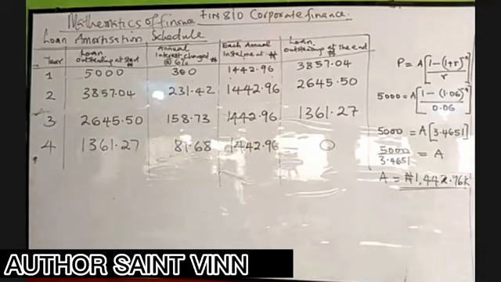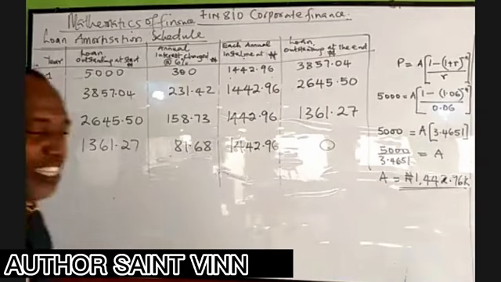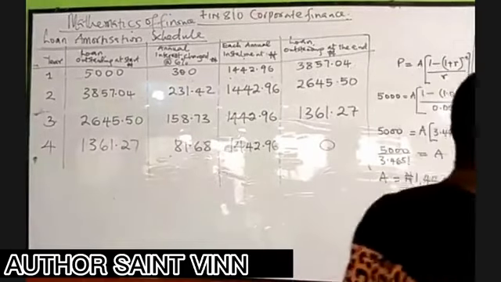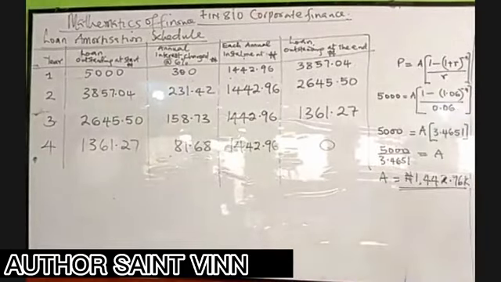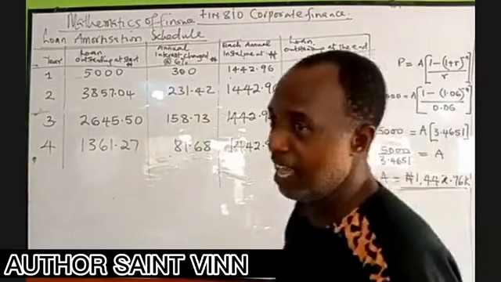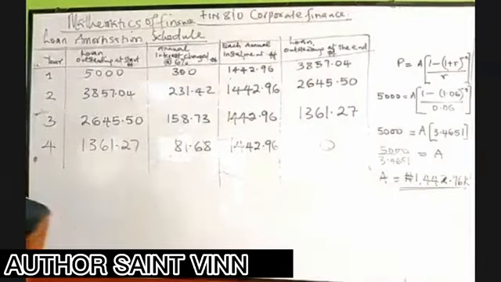Gather it to either buy equipment or to do one business, and to realize $5,000. That's why I put the second one in dollars. The first one was in naira.